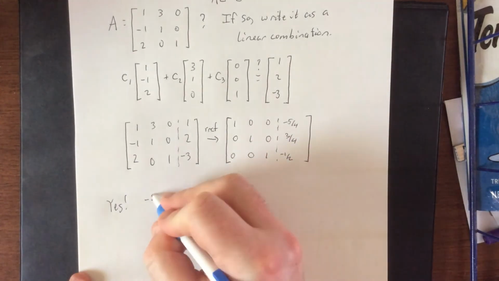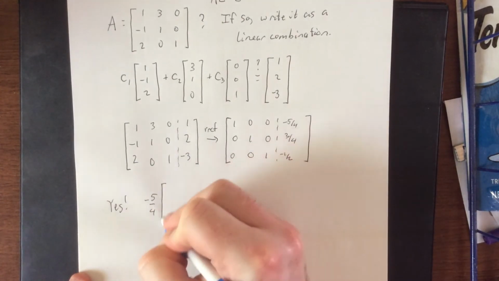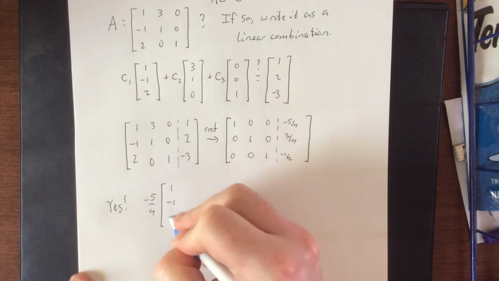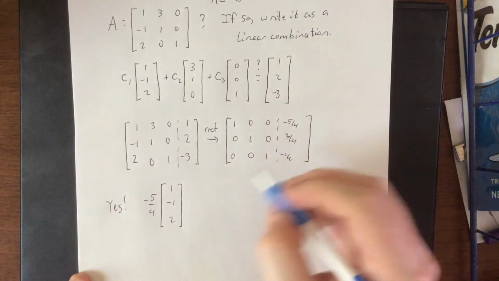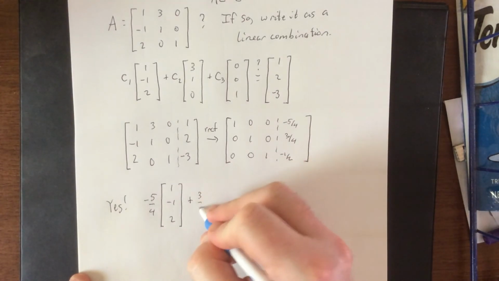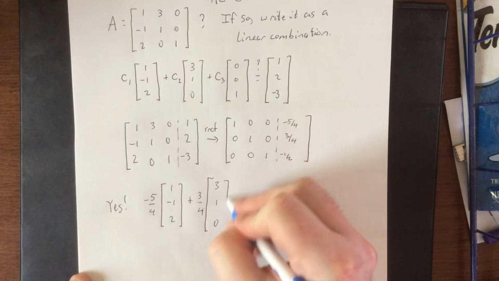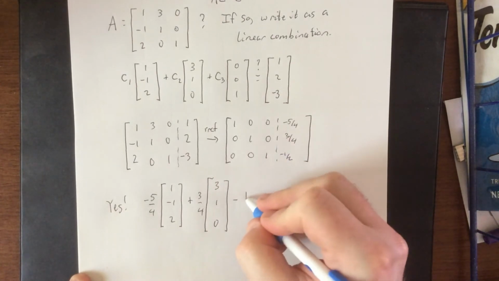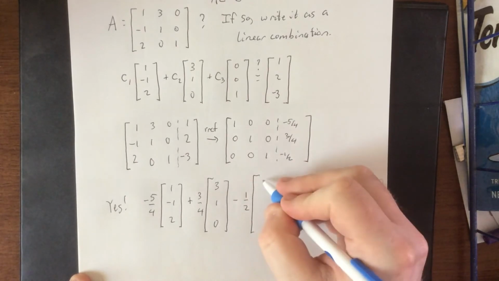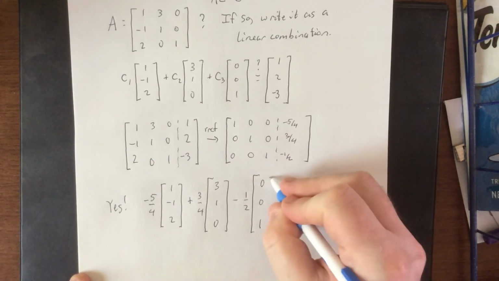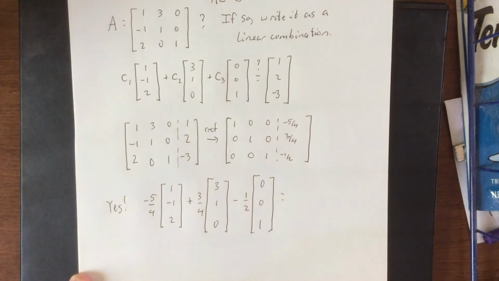And we'll point out that if we take -5/4 times the first column, [1, -1, 2], plus 3/4 times the second column, which is [3, 1, 0], minus 1/2 times the third column of [0, 0, 1], and this is where we're just going to double check.